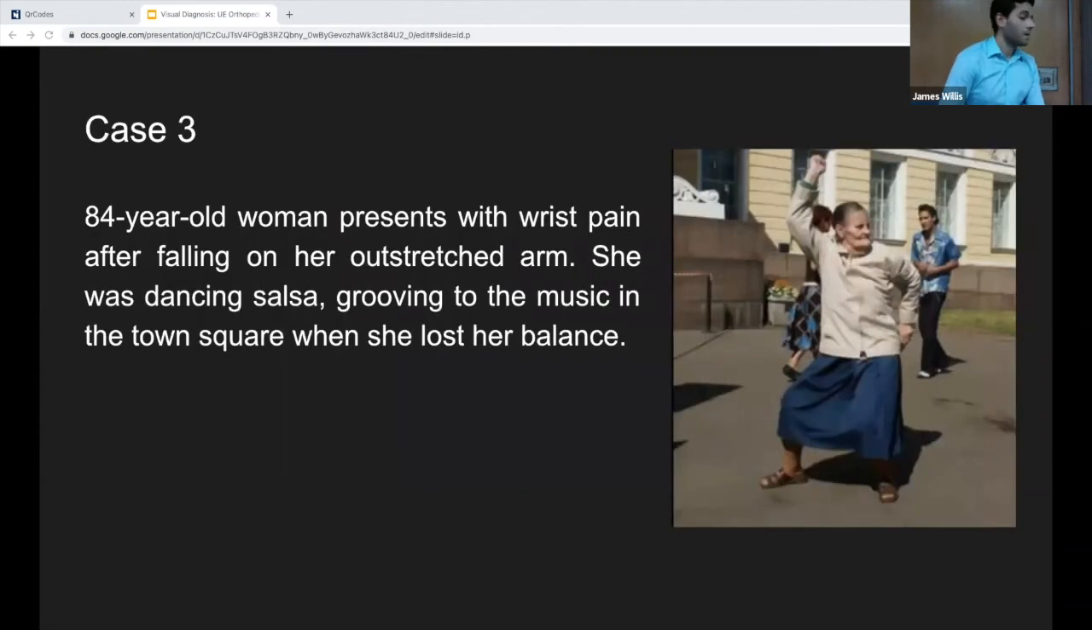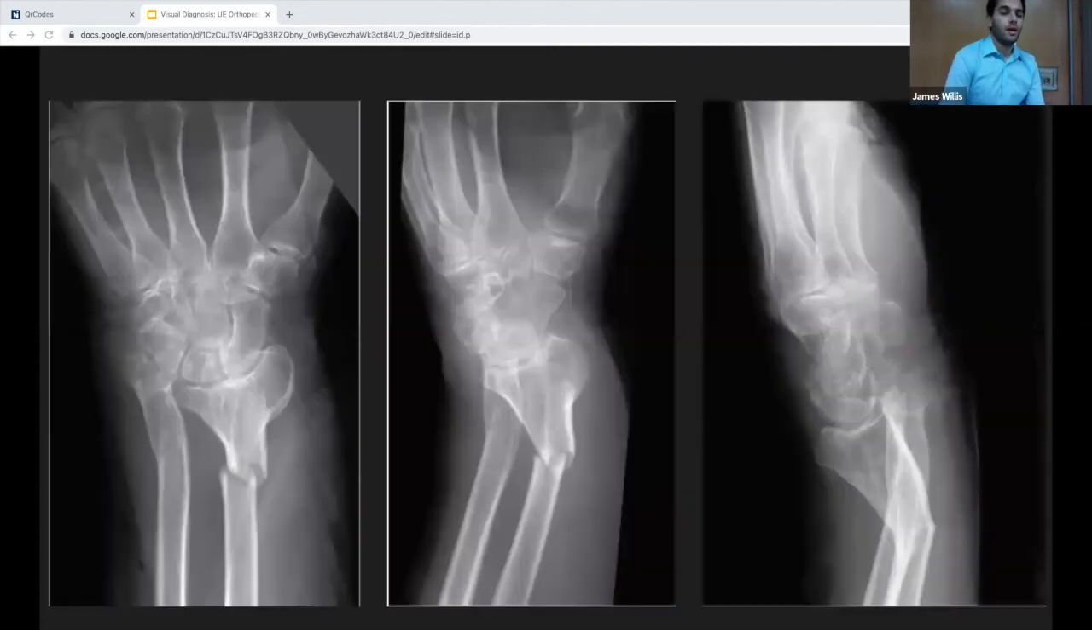Case three: an 84-year-old woman presents with wrist pain after falling on her outstretched arm. She was dancing salsa, grooving to the music in the town square when she lost her balance. You get radiographs. What do you guys see? Yep, distal radius. Anything else?